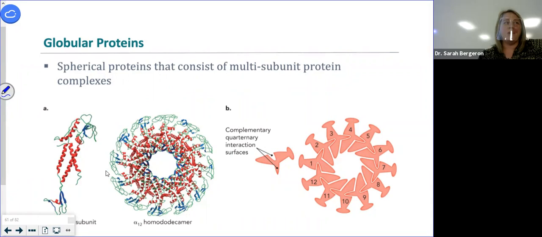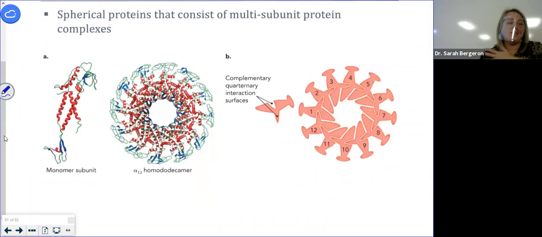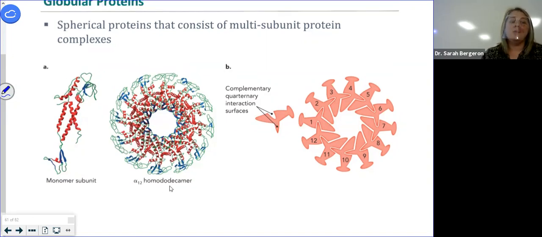Everything we talked about before was kind of stringy looking, right? Now we're going to talk about globular proteins. Globular proteins, if you take individual monomer subunits and you put them together, you're going to introduce a new shape. So in this case, right, this is a homododecamer. So dodecamer means we have 12. We have 12 of these monomer subunits, and these 12 monomer subunits hooked together in a ring.